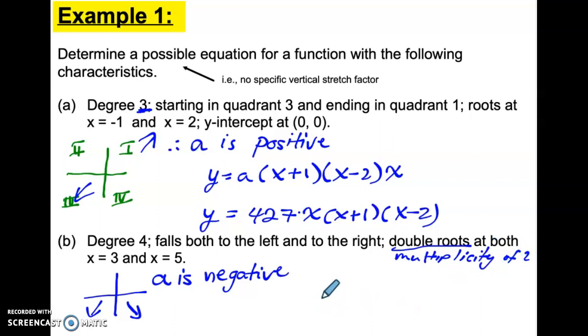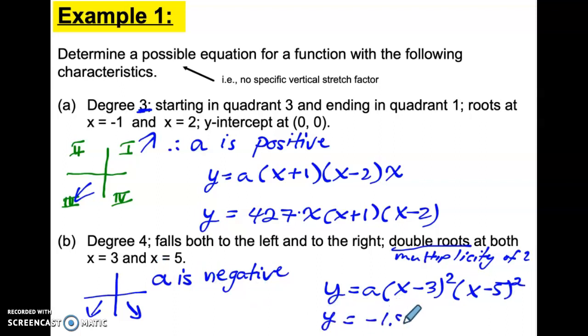for both of those. So if I write out my general equation here, I have a root at 3, and it has a multiplicity of 2, so I'm going to square it. And I have a root at 5, and that also has a multiplicity of 2, so I'm going to square it. Then we just need to choose an a value that's negative. So any negative number, let's say -1.5, and then my brackets, my x-intercepts, don't change.